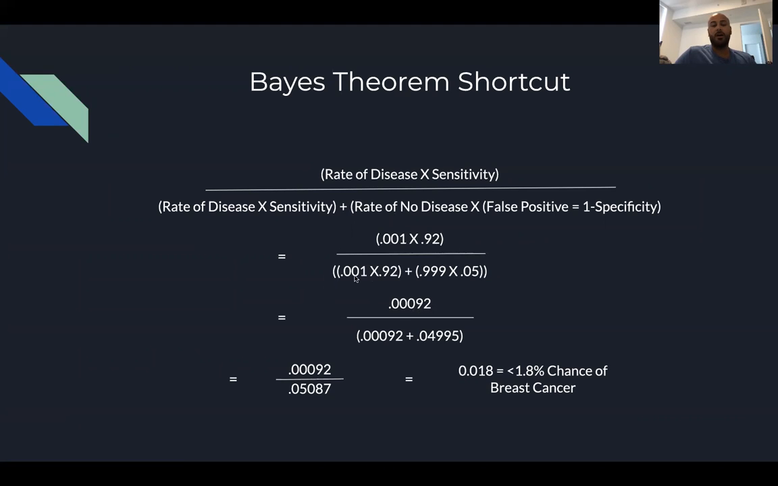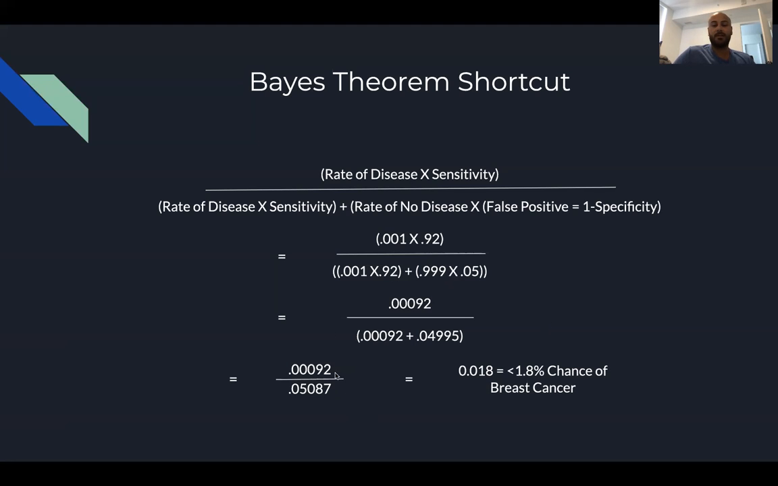you get 0.00092. For the denominator of the equation, again, we have the rate of disease times sensitivity for the first portion of it. And then you're going to add in the rate of no disease. To find the rate of no disease, again, we took 1 minus 0.001, which was the rate of the disease, and it gave us the rate of no disease. And then for the false positive that we multiply the rate of no disease by, we take 1 minus specificity of 0.95 and get 0.05.